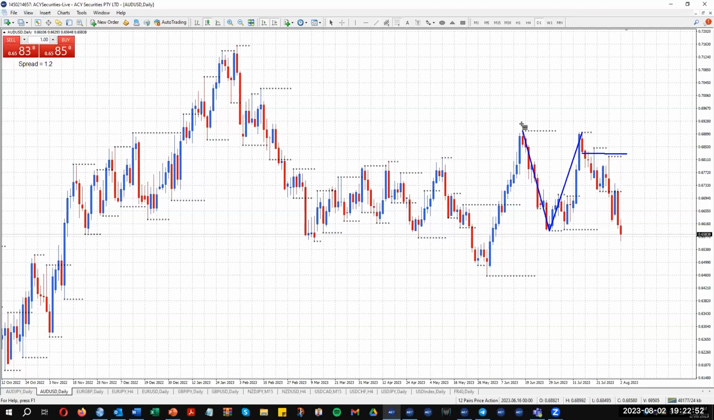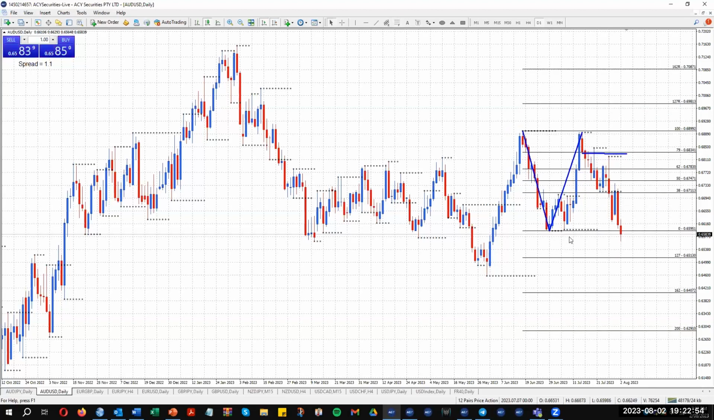Double top target at the moment. If this is a double top, it's obviously still running out. It's breaking the midpoint. The double top target's down here at 62.91.